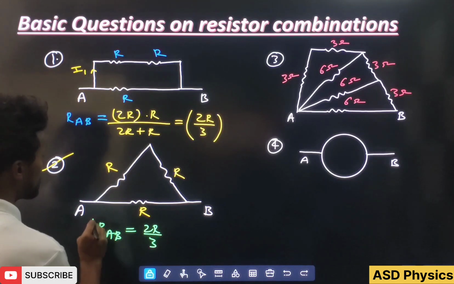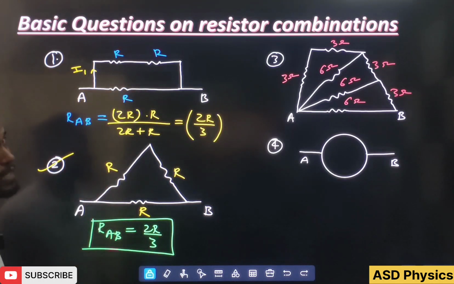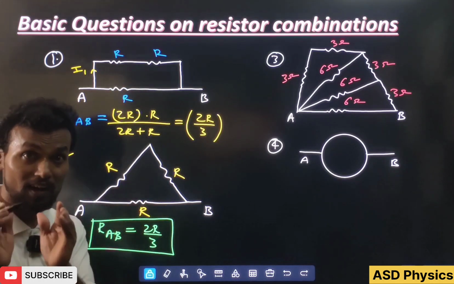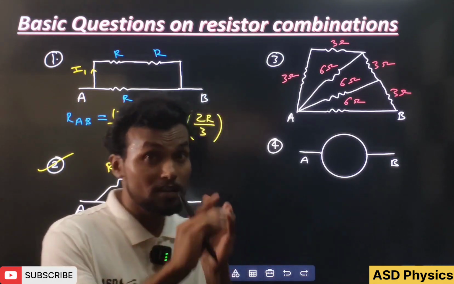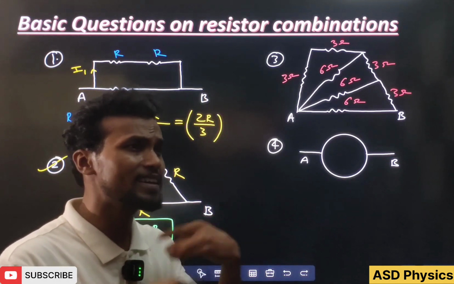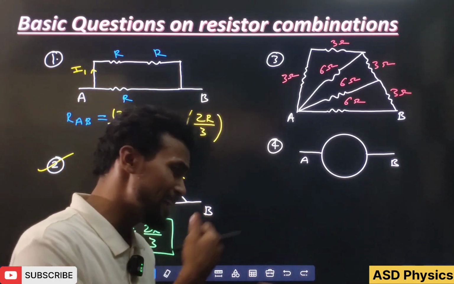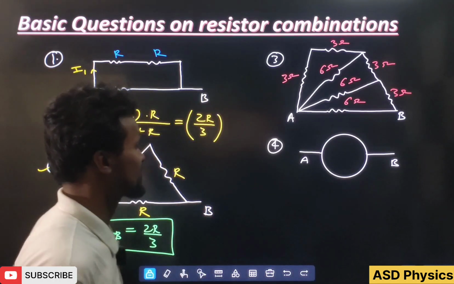Maybe there upward it is looking like a rectangle. Here it is looking like a triangle. But the answer is going to be the same only. Okay. Because in electricity, what matters? Connections matter. It does not matter whether it looks like a triangle, a square, or any other shape. What matters? Connections matter. Okay.